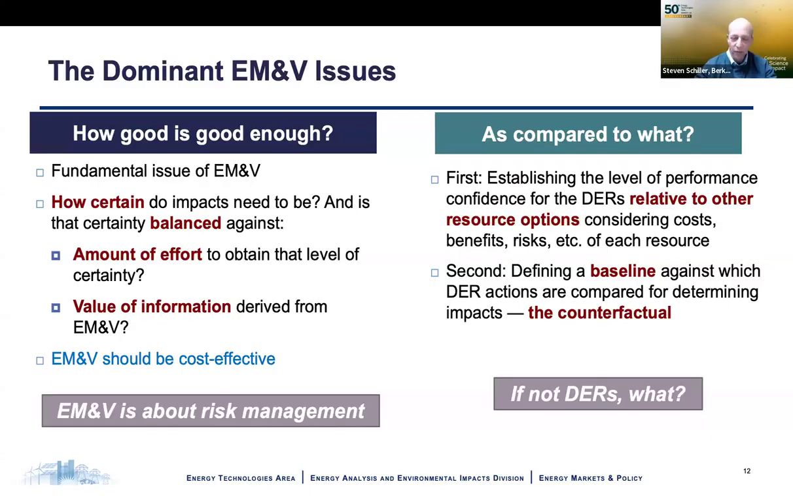because that EM&V should be cost effective as well. What it ends up meaning is that your evaluation process, your EM&V, is about managing risk of the uncertainty, the risk of not achieving the impacts that you expected. And so you've got to determine how good you need to be about that.